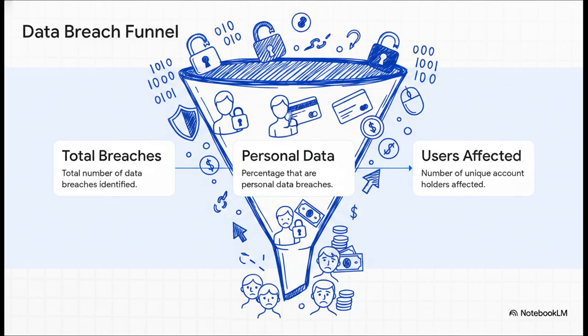So step 1 is the total number of data breaches. Step 2 narrows that down to the percentage of those that are personal data breaches. And step 3 gets to the absolute bottom line, the exact number of unique account holders affected. It starts broad and then funnels right down to the exact human cost.